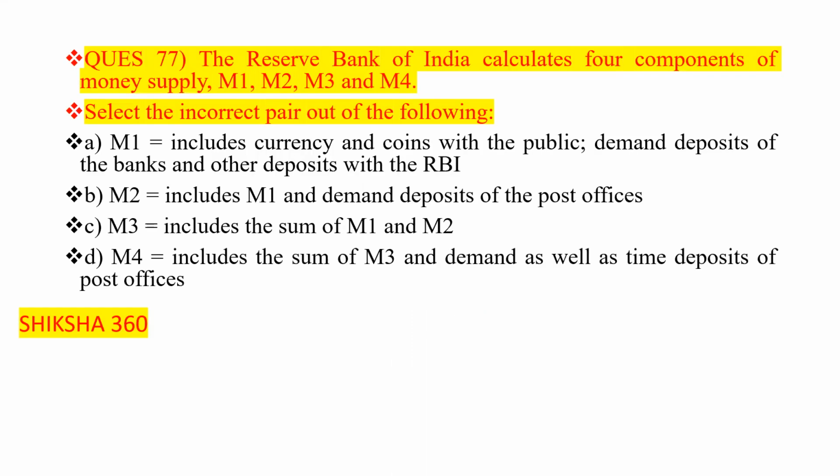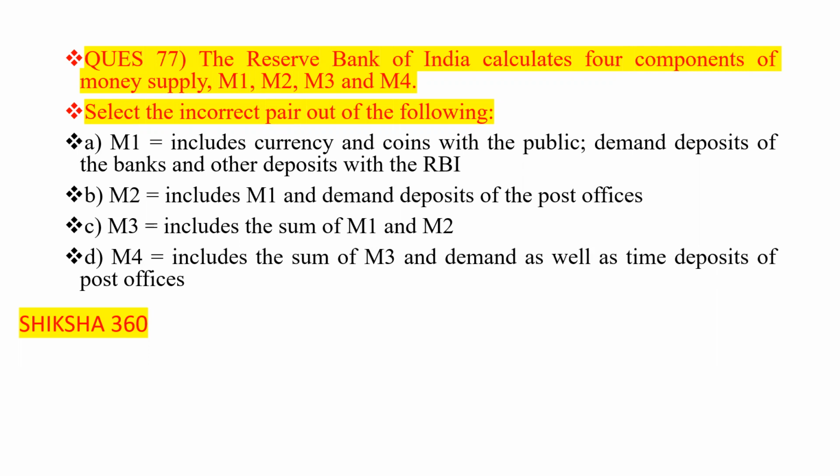The first question of today's session is on your screens now. Question number 77. The Reserve Bank of India calculates 4 components of the money supply: M1, M2, M3, and M4. Select the incorrect pair out of the following.